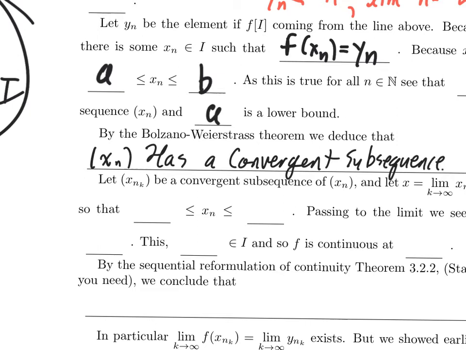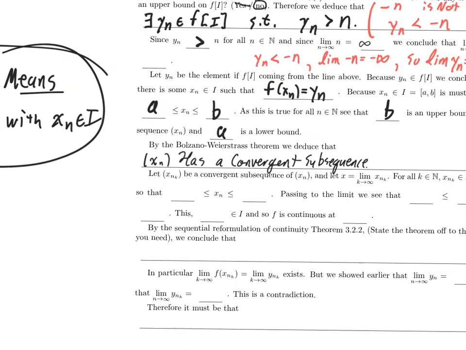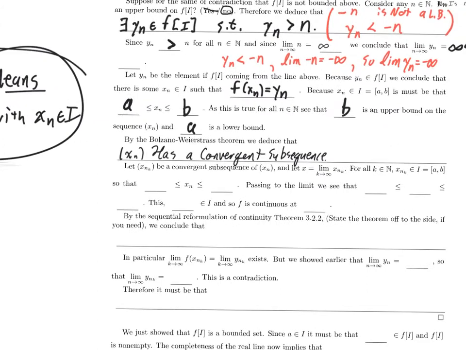So this sequence has a convergent subsequence. Let's just give it a name. Let's let x sub n sub k be that convergent subsequence of x sub n. Since that subsequence is a convergent subsequence, it has a limit. Let's let x be the limit of x sub n sub k. I'm really close to getting this contradiction.